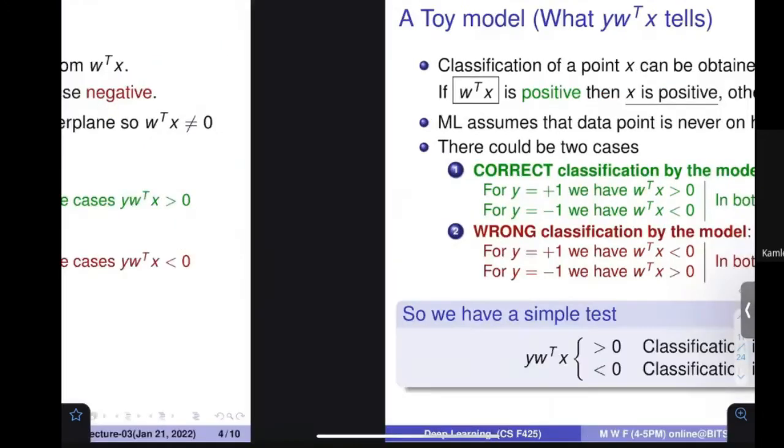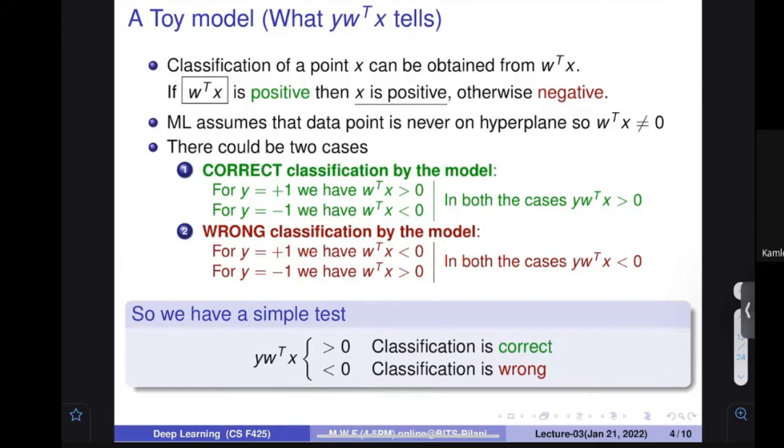Why am I telling this? Because by this we get a very good test of which item is correct and which item is wrong. Just find out the value of Y times W transpose X. If it is greater than zero, the classification is correct. If it is less than zero, the model's classification is wrong. Please note, we are doing all of this assuming the model is a linear model. Any questions on that? Clear?